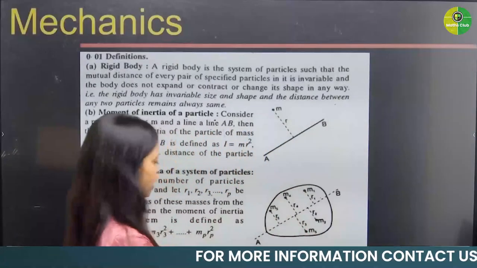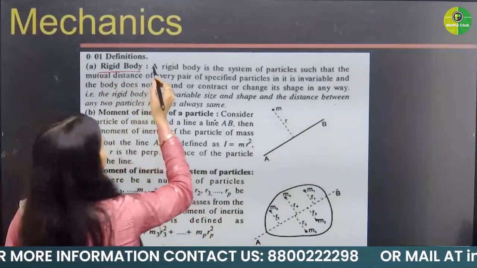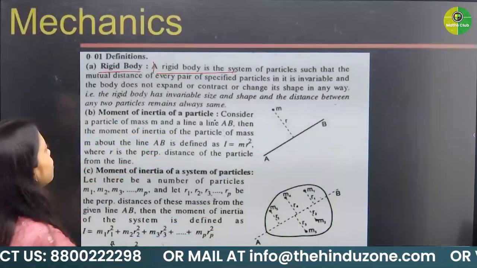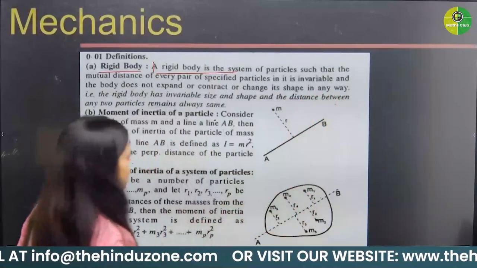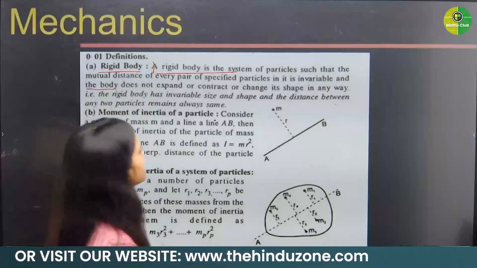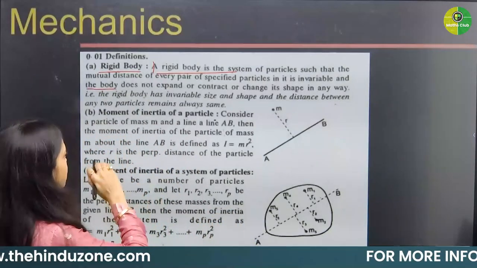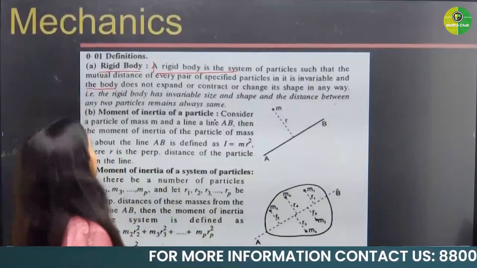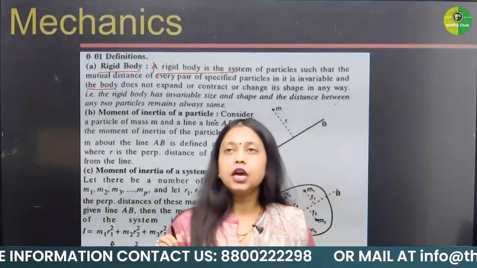So initially I'm starting with some of the basic definitions. Rigid bodies. What is a rigid body? A rigid body is a system of particles such that the mutual distance of every pair of specified particles in it is invariable, and the body does not expand or contract or change its shape in any way. That is, the rigid body has invariable size and shape, and the distance between any two particles remains always the same.